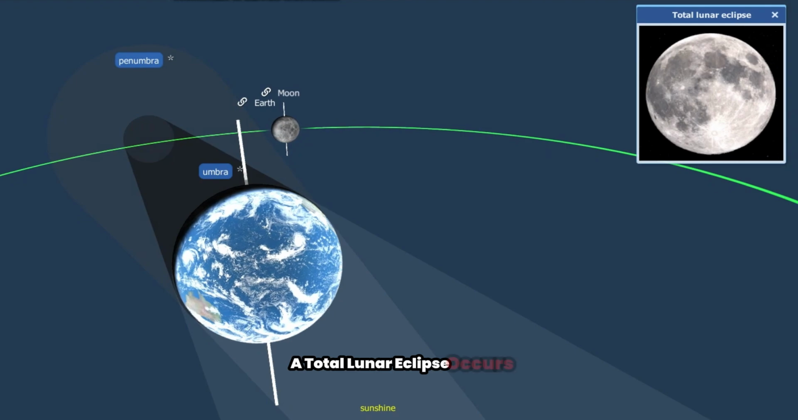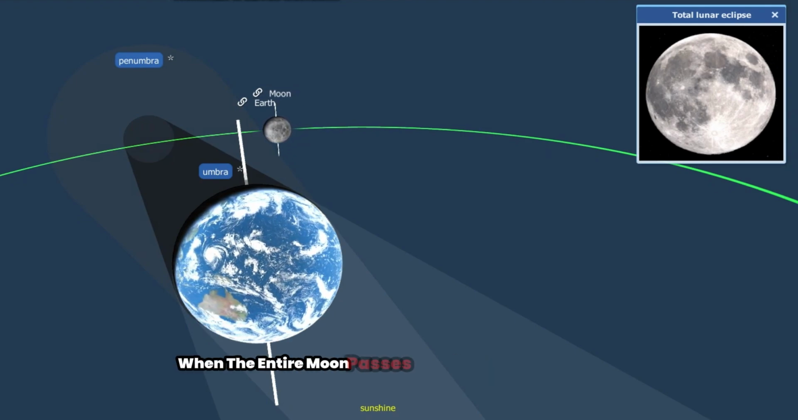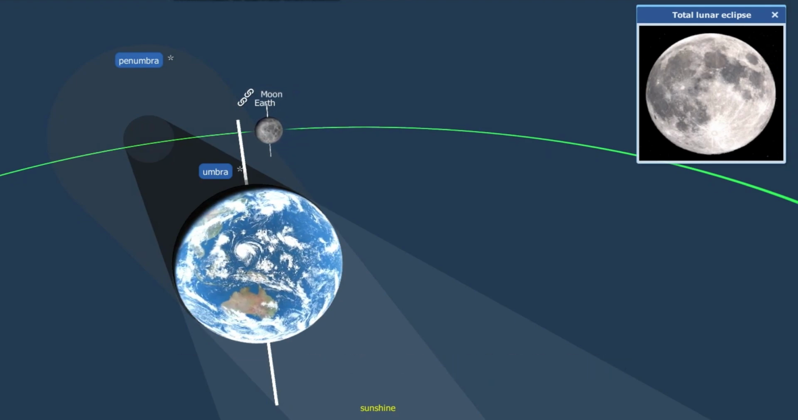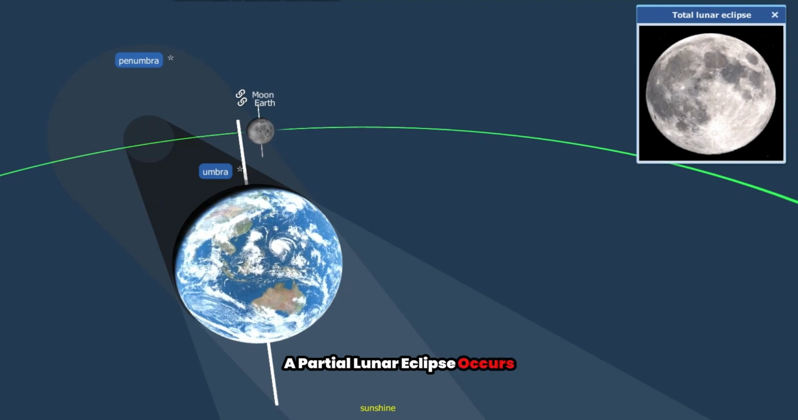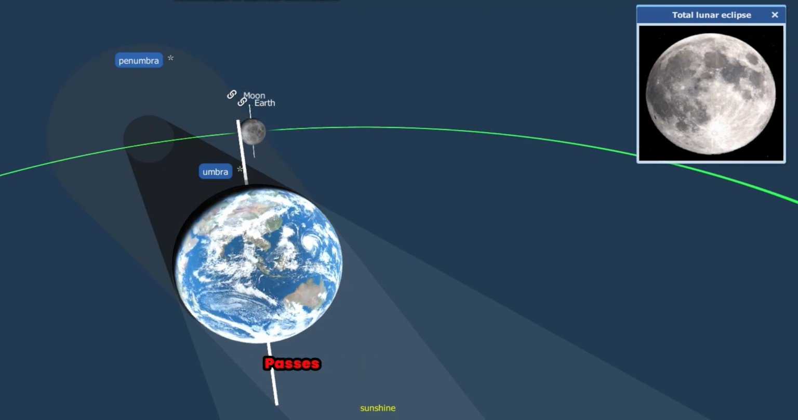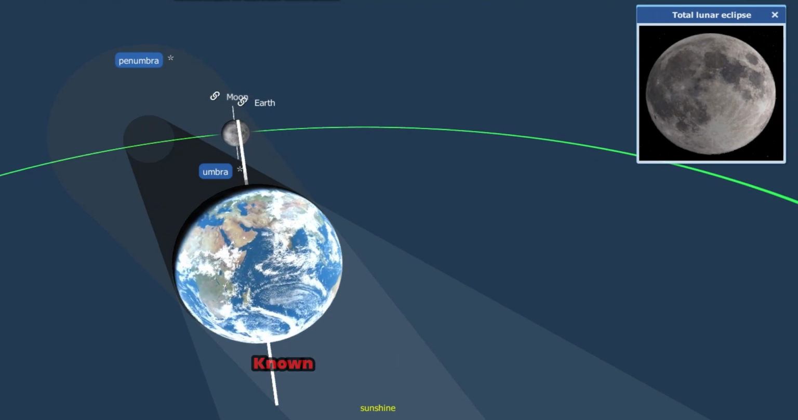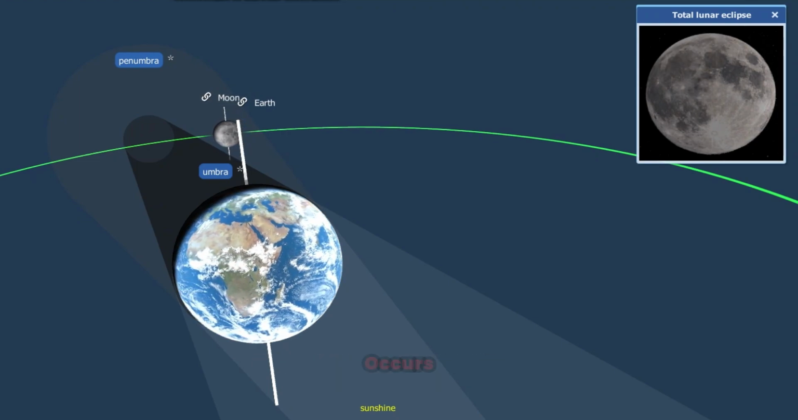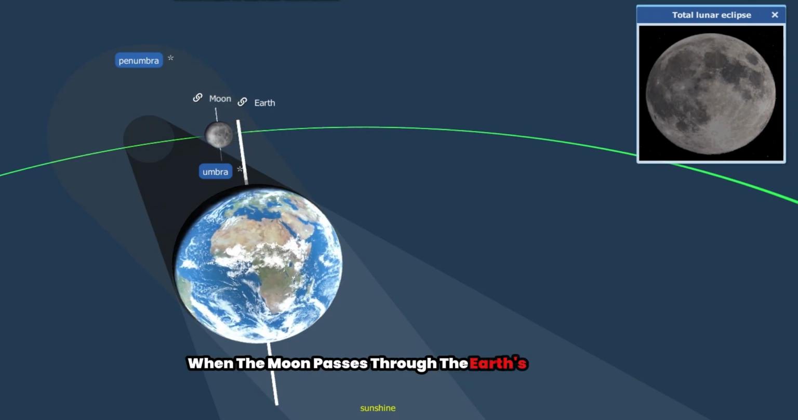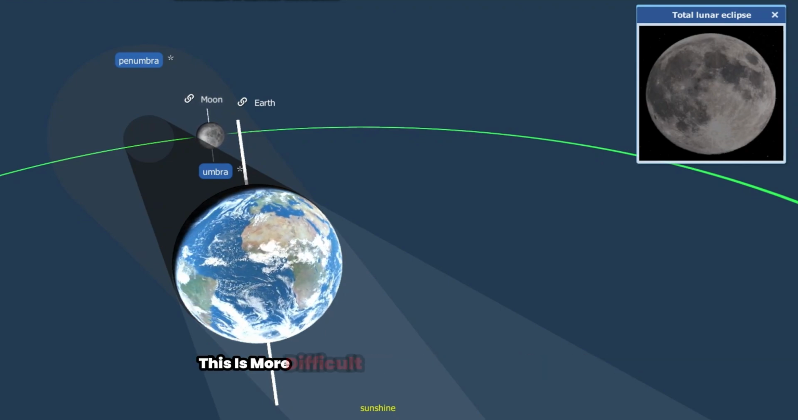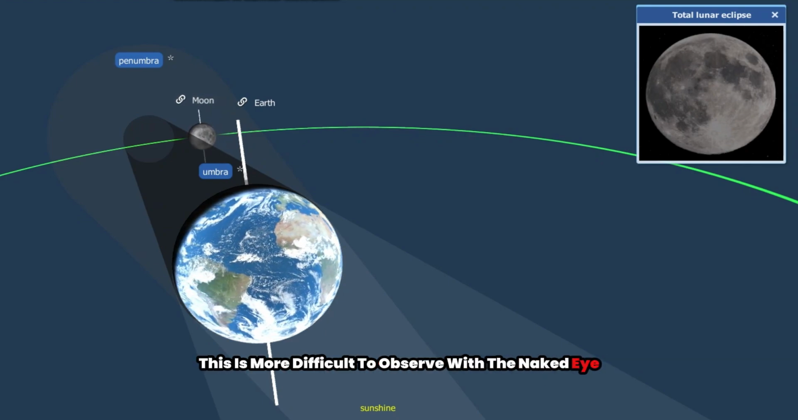A total lunar eclipse occurs when the entire moon passes through the Earth's umbra. A partial lunar eclipse occurs when only a portion of the moon passes through the Earth's umbra. The third type of lunar eclipse, known as a penumbral lunar eclipse, occurs when the moon passes through the Earth's penumbra, although this is more difficult to observe with the naked eye.